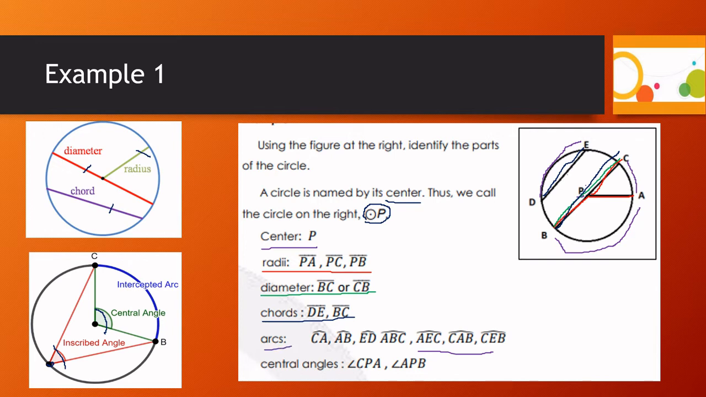Next is the central angle. The central angles are, we have angle CPA and angle APB. So, those are the central angles, where the vertex is at the center.